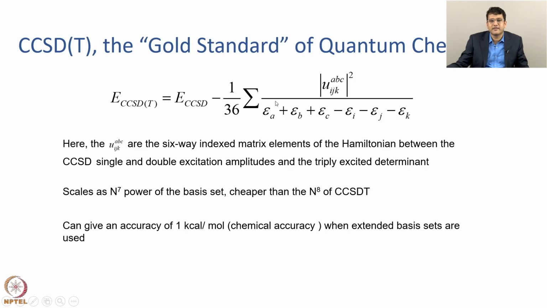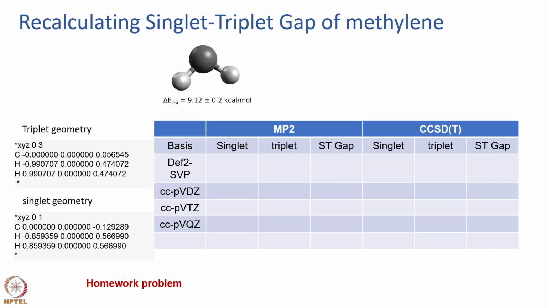And how good is the CCSD(T)? To see that, we will again go back to the problem of the singlet triplet gap of CH2, and we will see how the singlet triplet gap improves using coupled cluster CCSD(T). So, this will be the second homework problem from the coupled cluster lecture series.